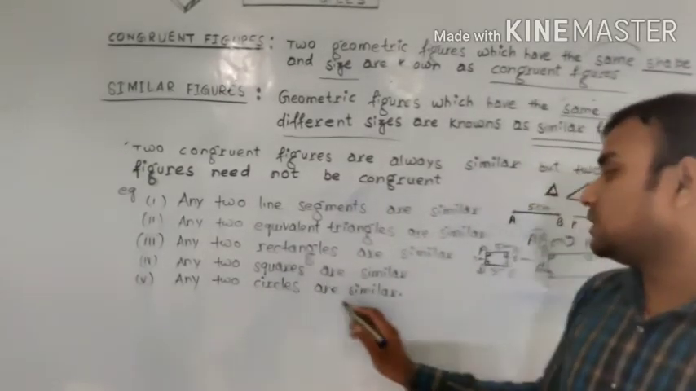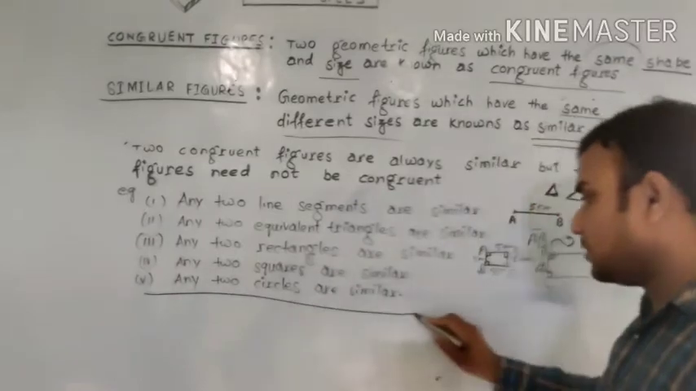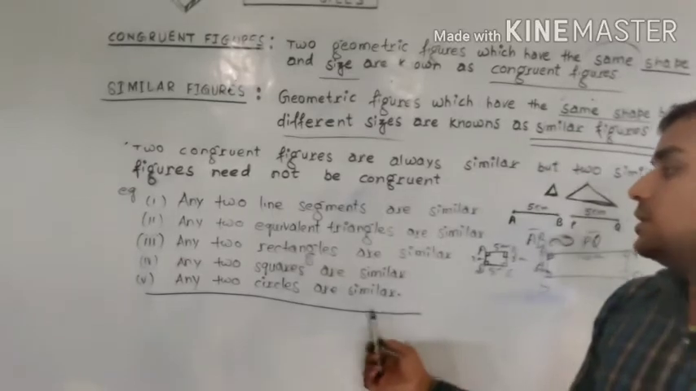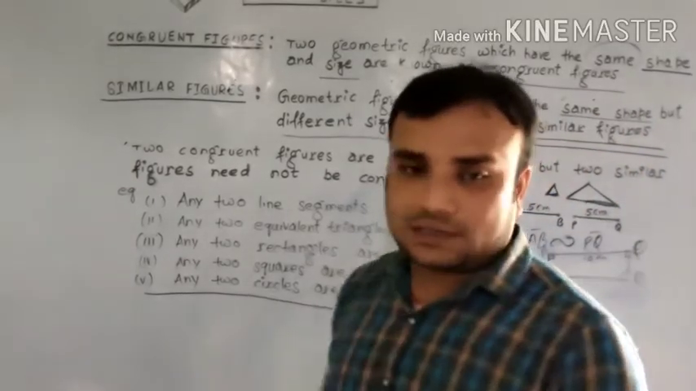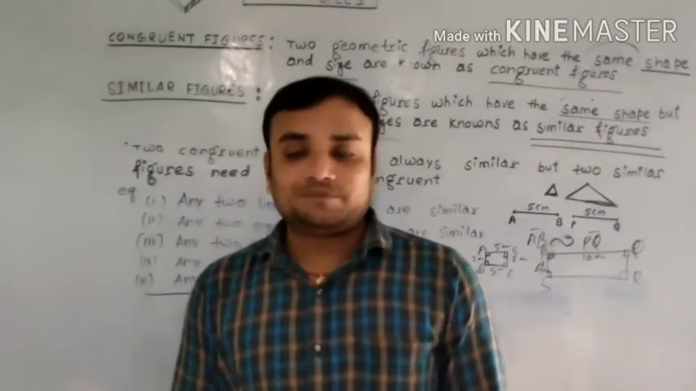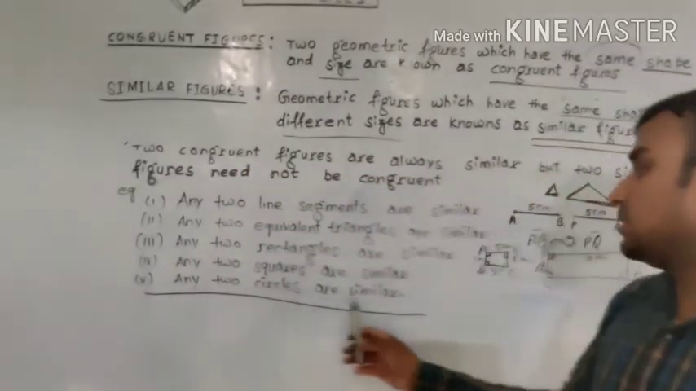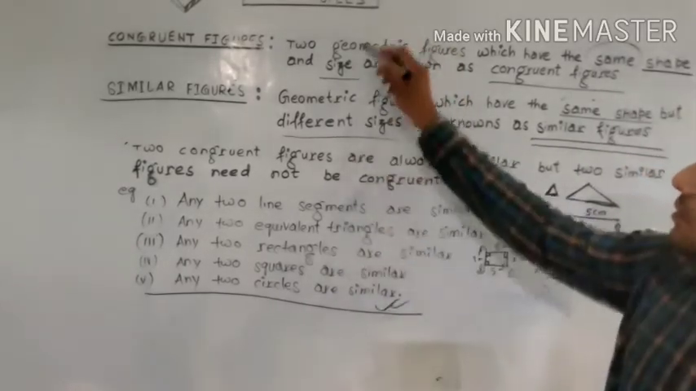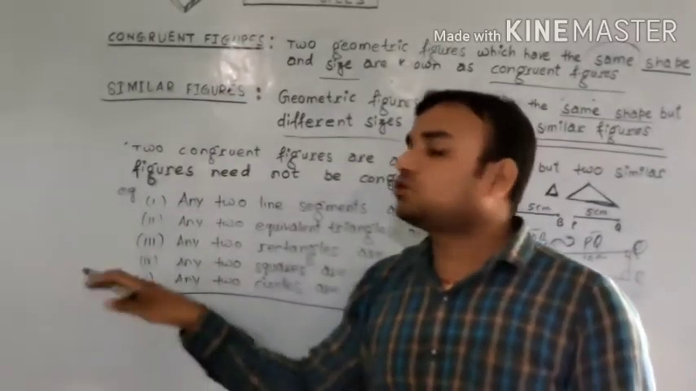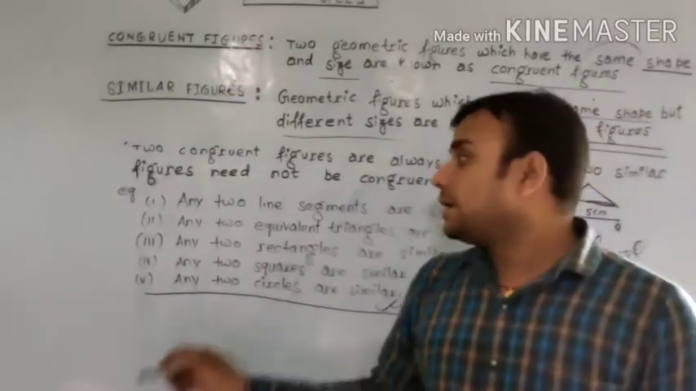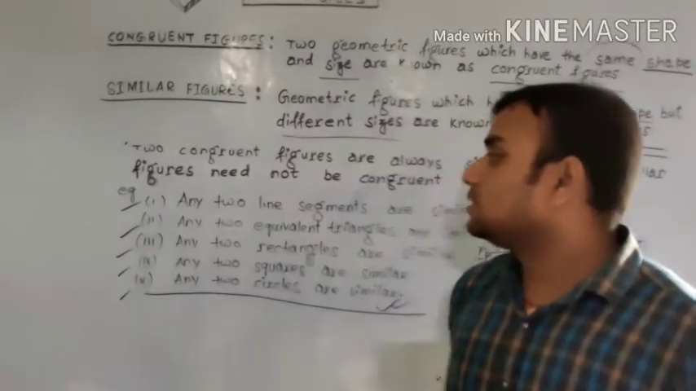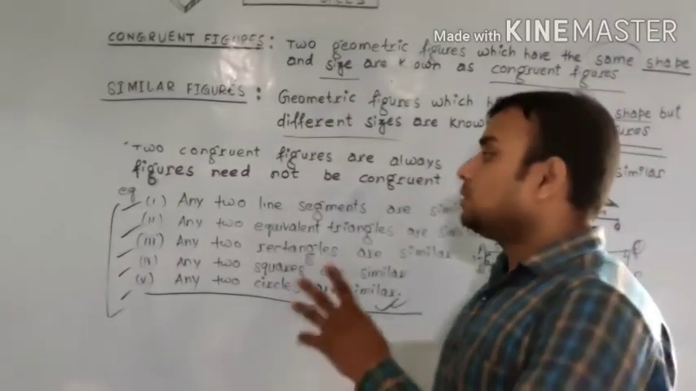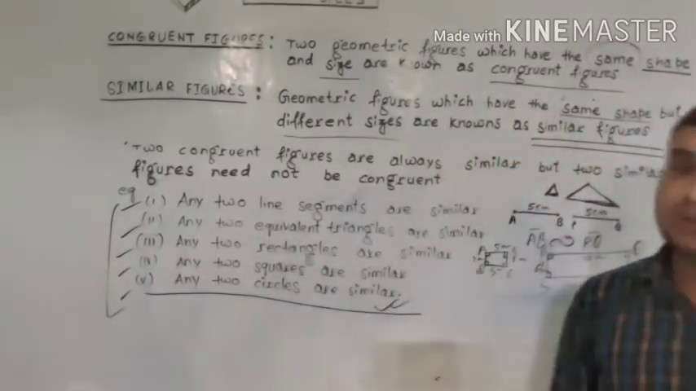Any two circles are also similar. This point is very important from the examination point of view. A circle is made up of a radius and a center. Any two circles are similar. This is very important. Dear students, you must learn this topic, and these points are the key of this chapter, triangles. So please learn and take a screenshot.